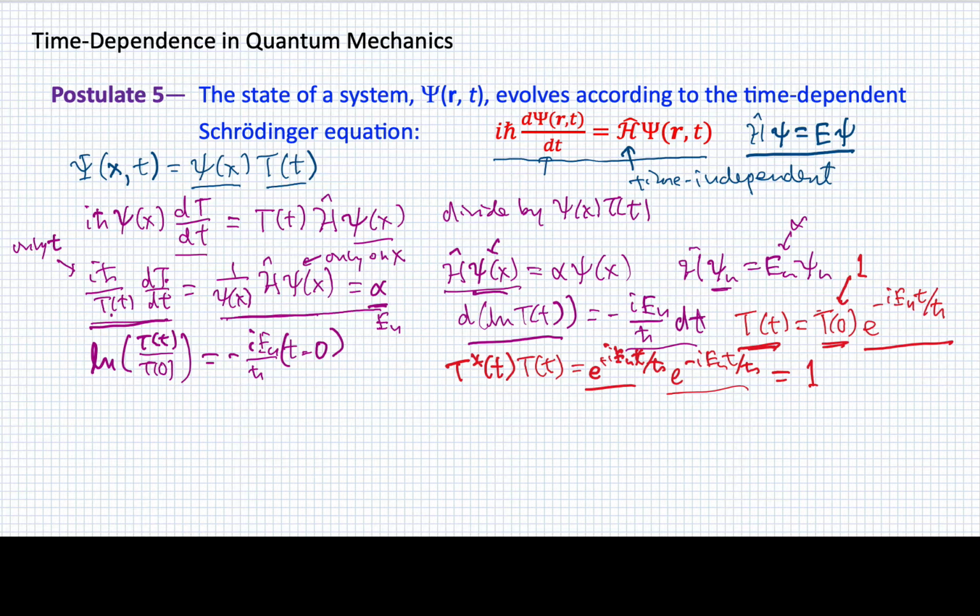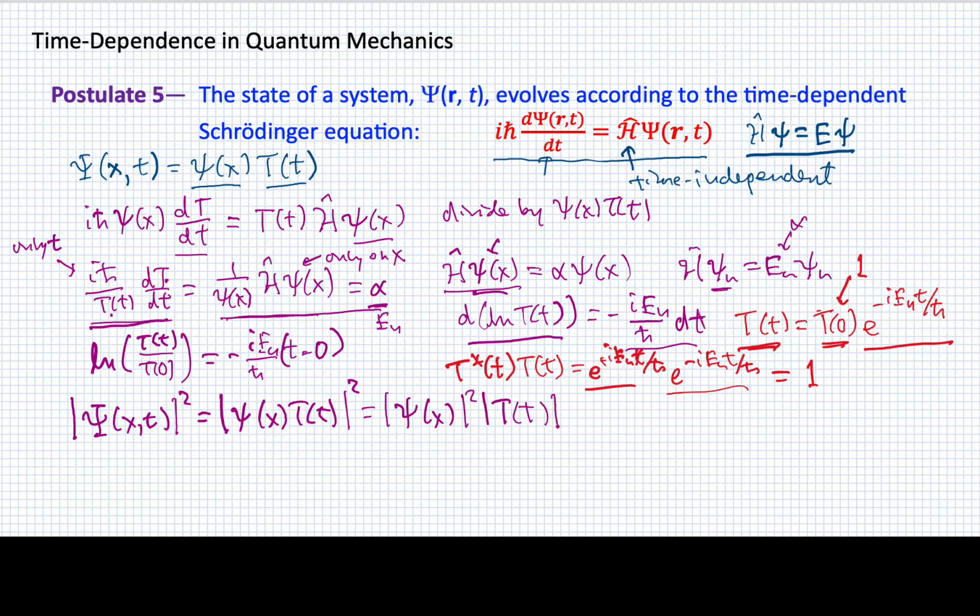Well, that means for all practical purposes that if I look at the square magnitude of my total wave function, that's going to be equal to the square magnitude of psi of x times T of t, which is just the square magnitude of psi of x times the square magnitude of T of t. You can usually divide these things down that way. But since this is 1, that means that our time-dependent wave function simply has the same square magnitude as the time-independent wave function, psi here.